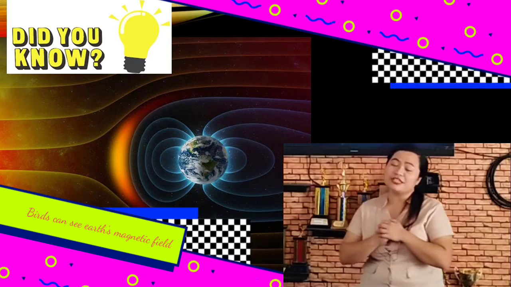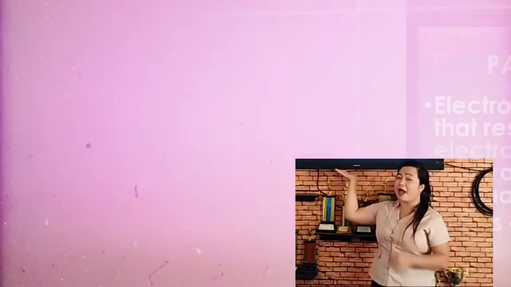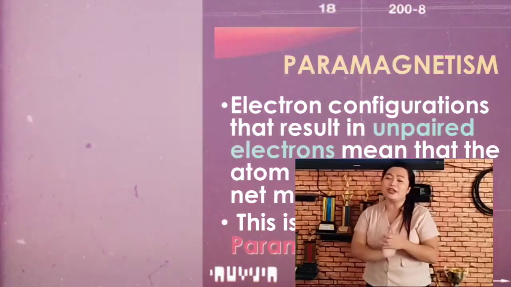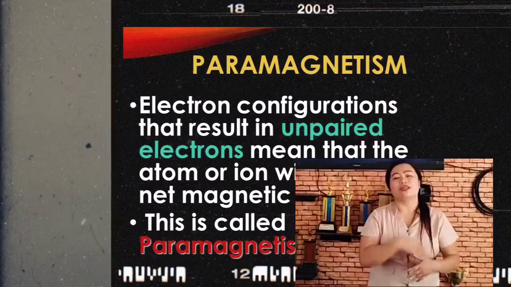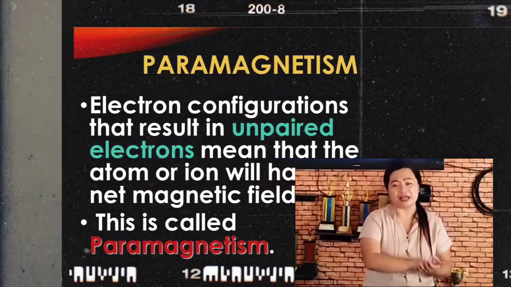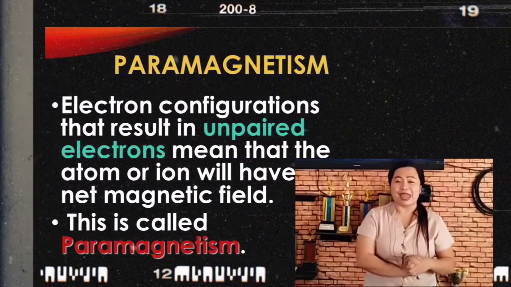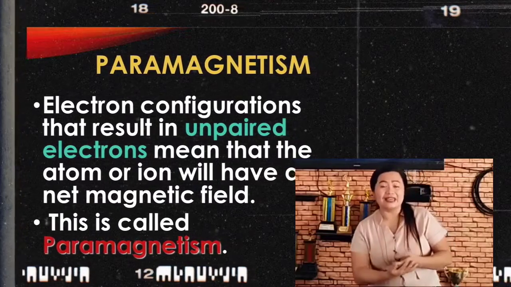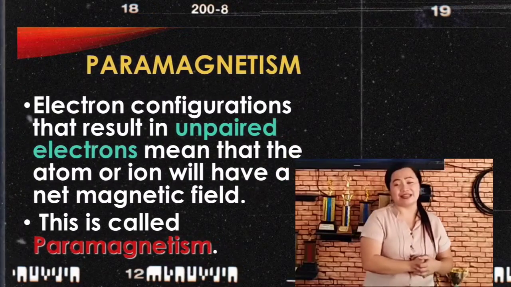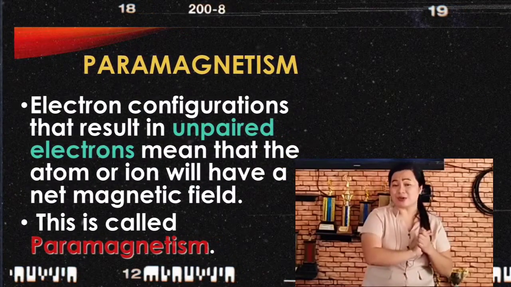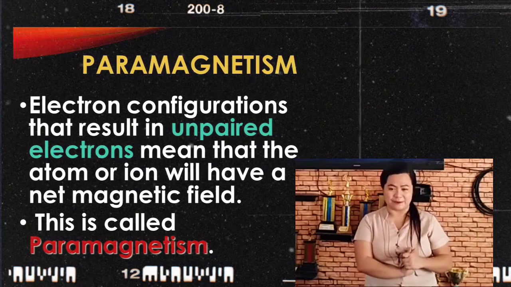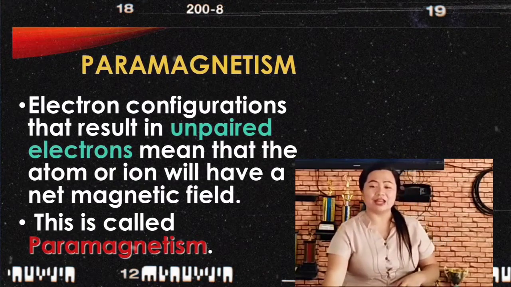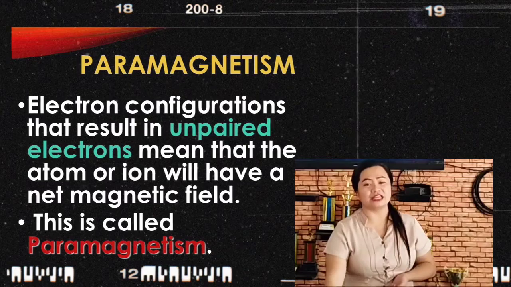So we will first discuss paramagnetism. When we say paramagnetism, it is when the electronic configuration of an atom results in an unpaired electron, meaning that the atom or ion has a net magnetic charge. That is called paramagnetism. Okay, let us take a look at this example.